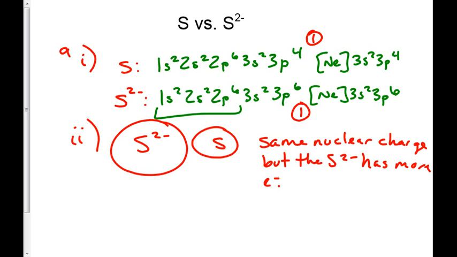If you have 16 protons pulling in 16 electrons versus 16 protons pulling in 18, that overall force has been weakened, right? So my answer would be: in S2 minus, the protons' attractive force on the electrons is weakened because there are more electrons than protons. Or something to that effect.